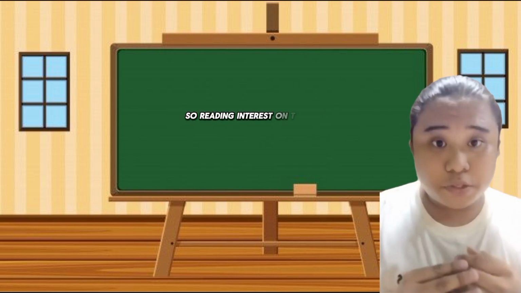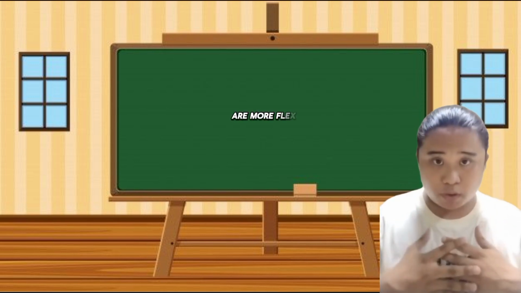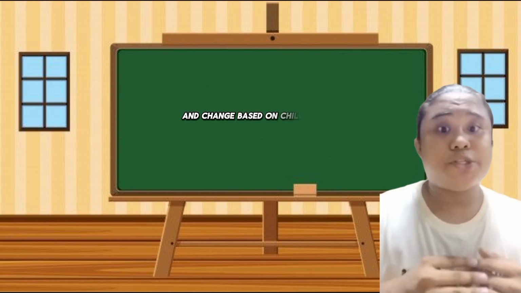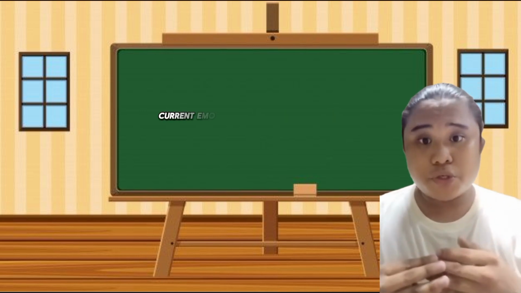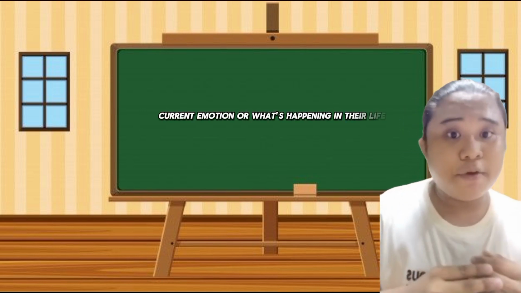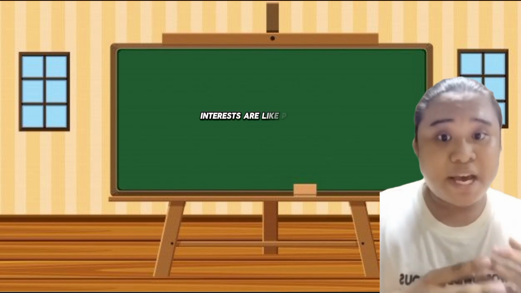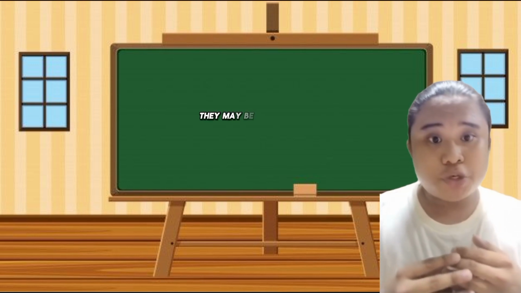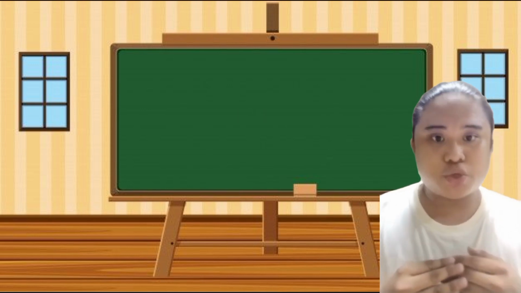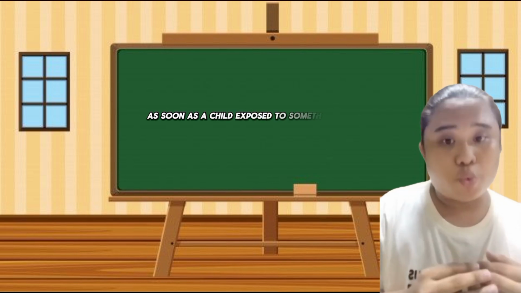So, reading interests, on the other hand, are more flexible and change based on a child's experience, current emotions, or what's happening in their life. Interests are like passing phases. They may be strong for a while but could shift as soon as a child is exposed to something new.